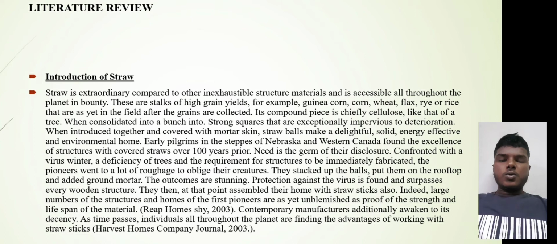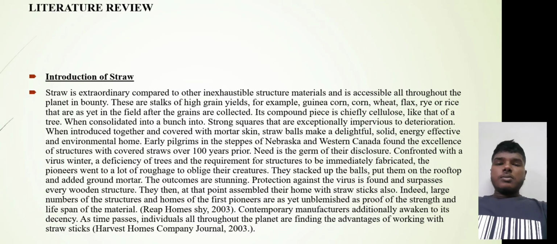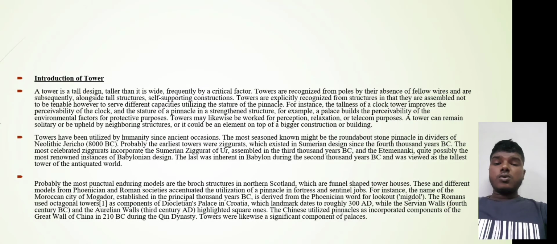Hello everyone, I'm Kupandram. I'm here to give a presentation about our project literature review. First, let me introduce the straw. Straw is made from the stalks of high grain yield crops, for example quinoa, corn, wheat, flour, rye or rice. Later, it is bundled together and covered with mortar skin to make a solid, energy-effective and environmental home.